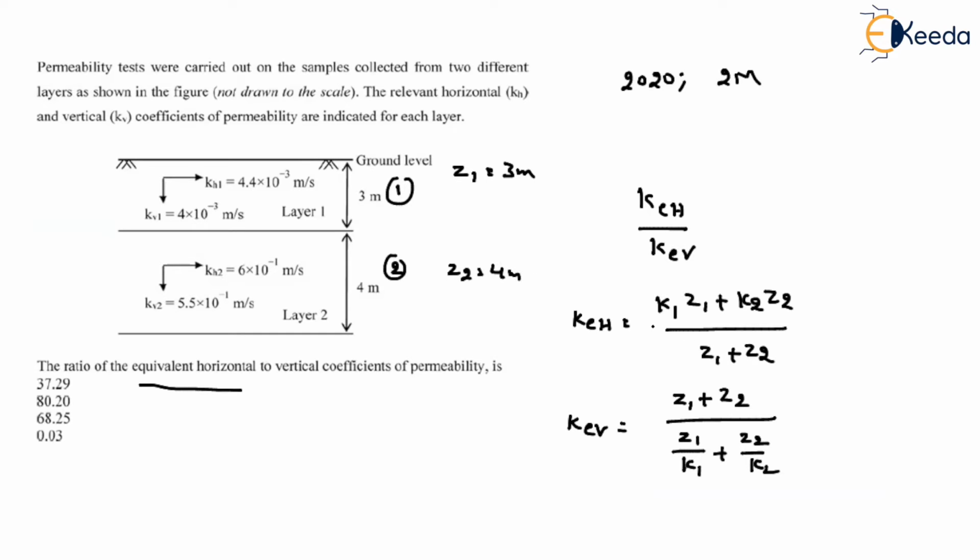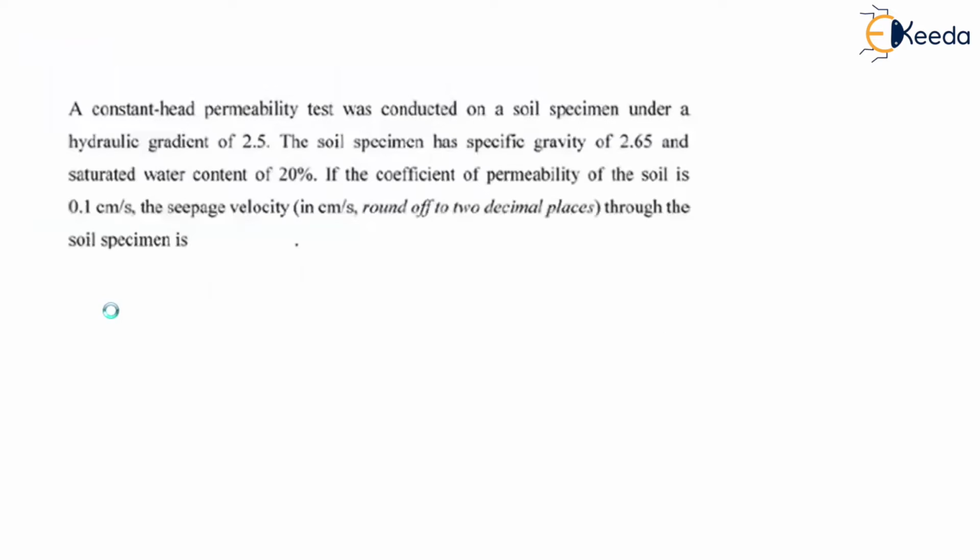So here along the horizontal direction, what about K1? 4 into 10 power minus 4 and 4 into 10 power minus 3, along the horizontal for the first layer and the second layer. Similarly along the vertical for layer 1 and layer 2. So if you find this and this, and then find the ratio, you will get the value of around 37.29. So the correct option is A. Move on to the next.